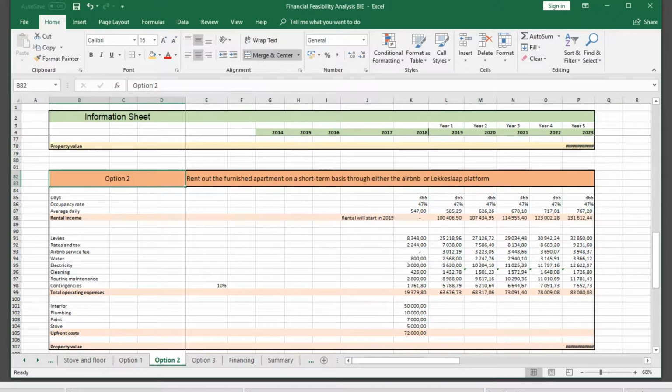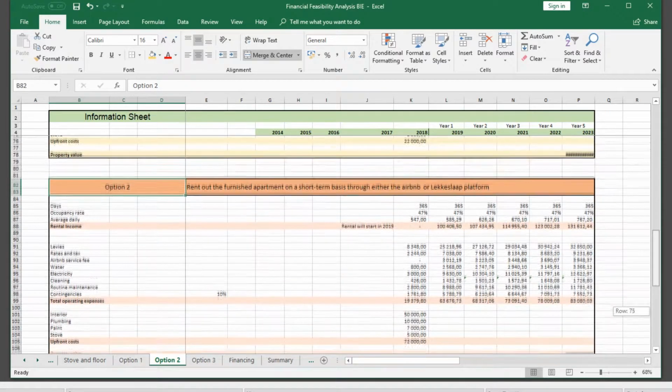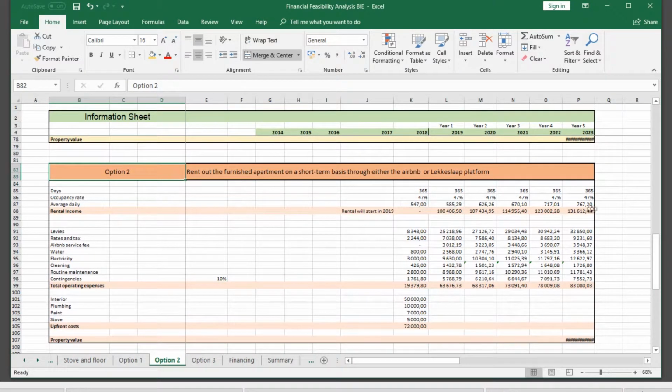Option 2: renting out the furnished apartment on a short-term basis through either Airbnb or the Lacaslav platform. Here I compared different factors and I came to the conclusion that Airbnb was the platform to go with because of the service fee, which is only 3%. I then calculated the amount of rental income achieved every year according to the occupancy rate in Pretoria, as well as the days, and the average of 547 Rand per night.